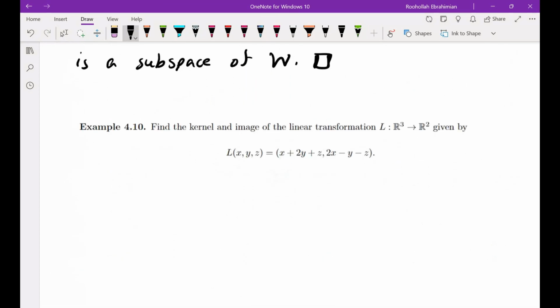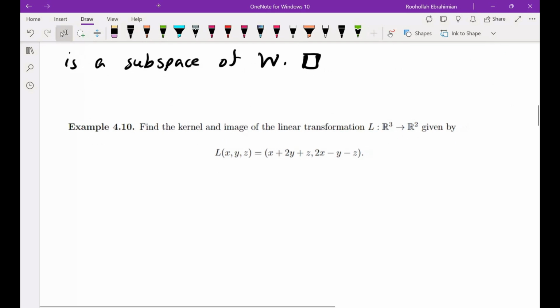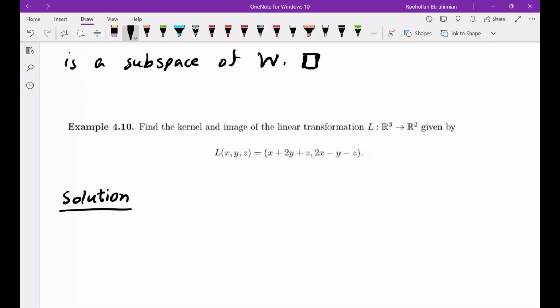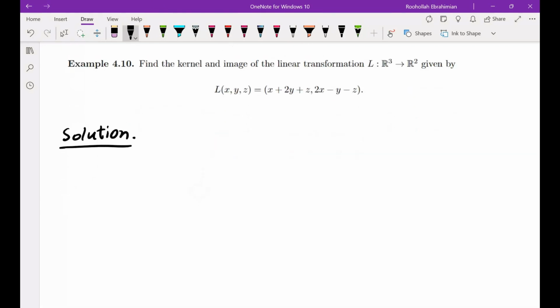So let's do an example on kernel and image. How do we find kernel and image of linear transformations from Rn to Rm? By this example, you should be able to tell how to find kernel and image. I'm giving you this linear transformation, and I want to find the kernel and image of this linear transformation. First you will have to see that this transformation is in fact linear. Otherwise, we can't really talk about kernel and image.